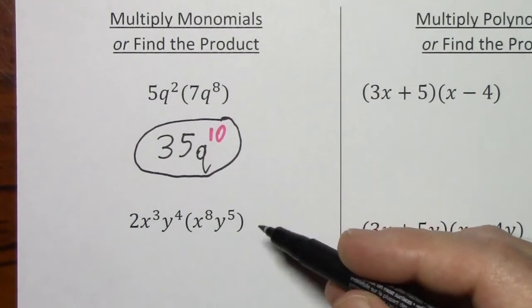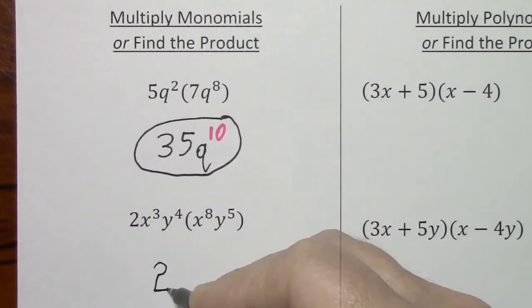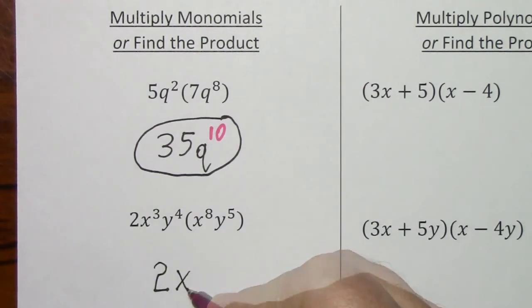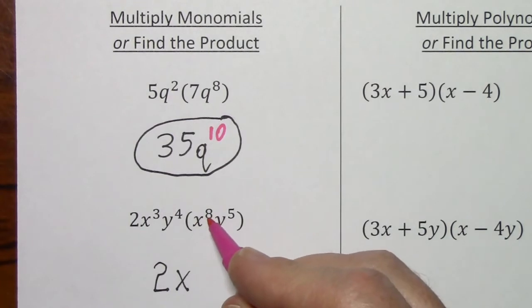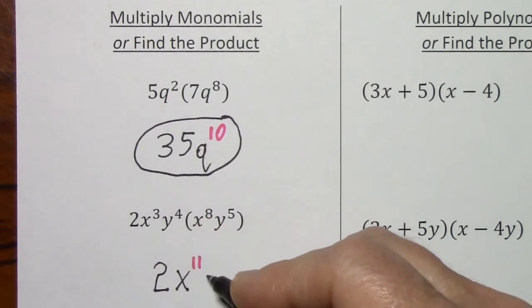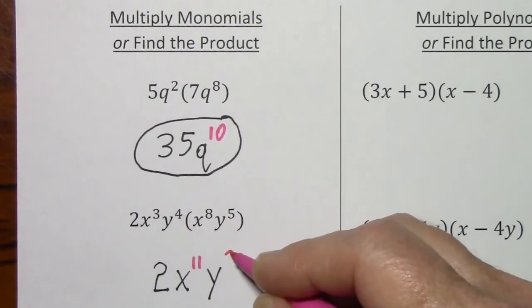With our next example, we have 2 times 1, the number in front of the x if nothing's written. And then to multiply the x's, we simply add exponents. And to multiply the y's, we have 4 plus 5.